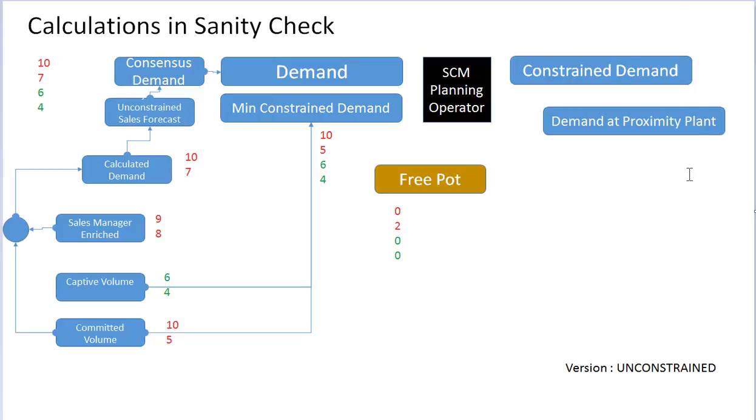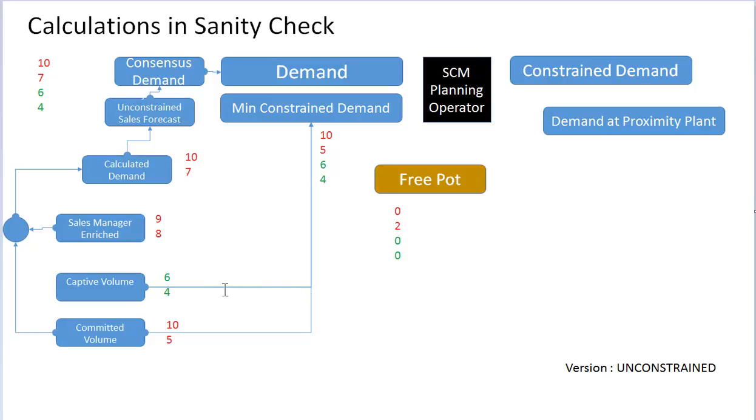At this time, it's important to remark that the consensus demand at this point of time doesn't really have location information. It's just at the customer product level. However, the constraint demand contains already the location which is going to be used to satisfy that demand. That location is determined by the customer sourcing ratio.